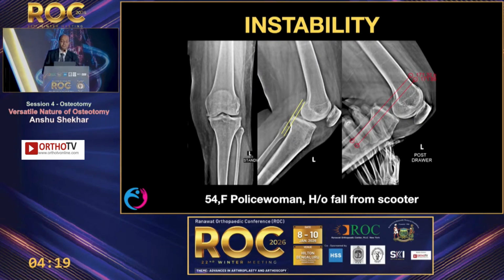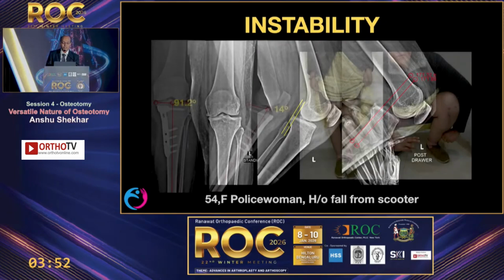Now, this is one patient of mine, a 54-year-old policewoman who fell from a scooter. If you look at her long-standing X-ray, she already has some KL grade 3 arthritis. Varus draw test demonstrated that there is gross PCL instability. The options would be to do maybe an arthroplasty, but a total arthroplasty in a 54-year-old policewoman is a bad idea. Uni is out because the PCL is just not there. So what do we do? We can of course do an osteotomy, and that is what I did.